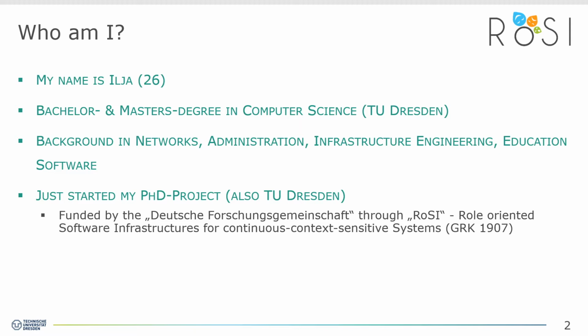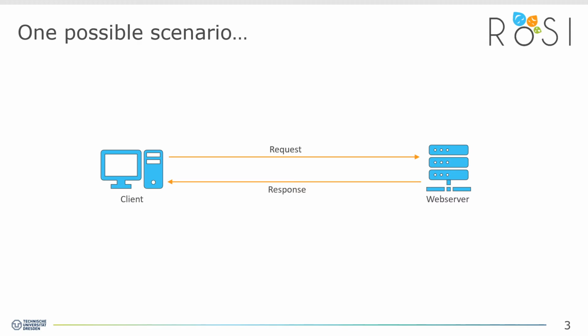Right after graduating in late 2019, I started my PhD project at the Chair of Computer Networks of the TU Dresden. My work there is funded by the German Research Foundation through a research training group for role-oriented software infrastructures for continuous context-sensitive systems. Imagine a simple client-server architecture in which a client requests a website from a server.